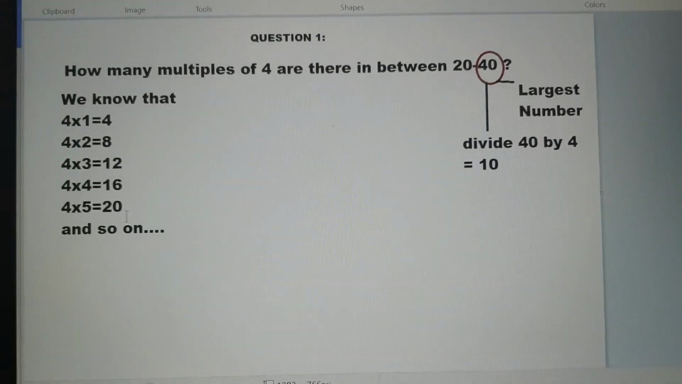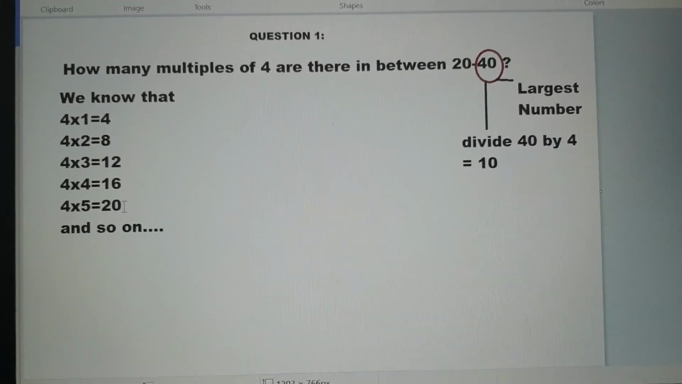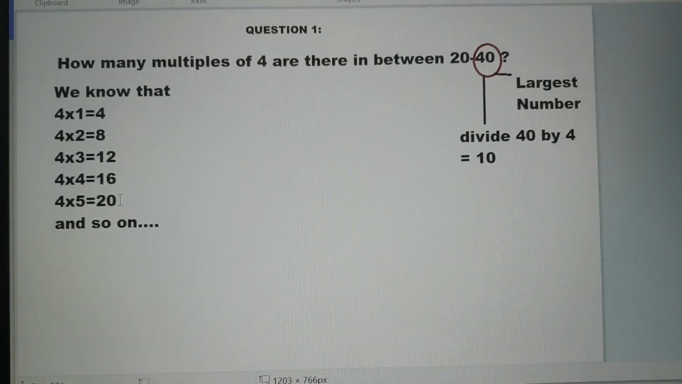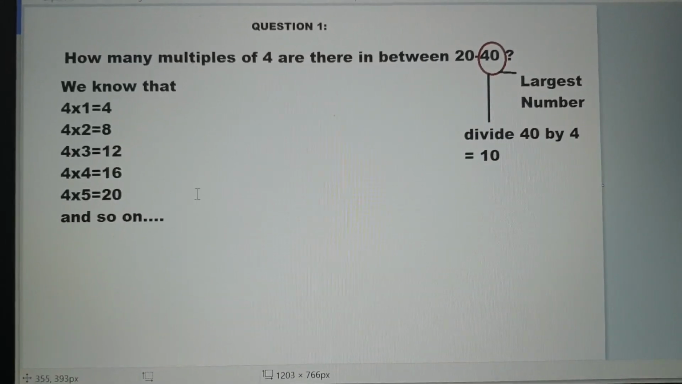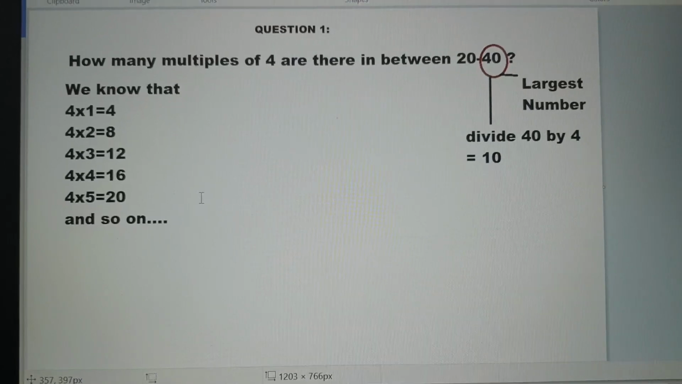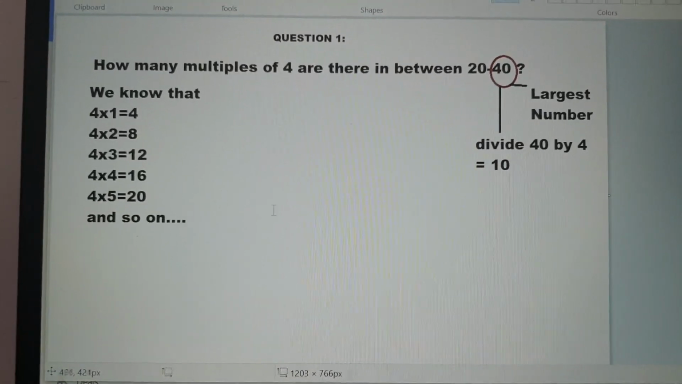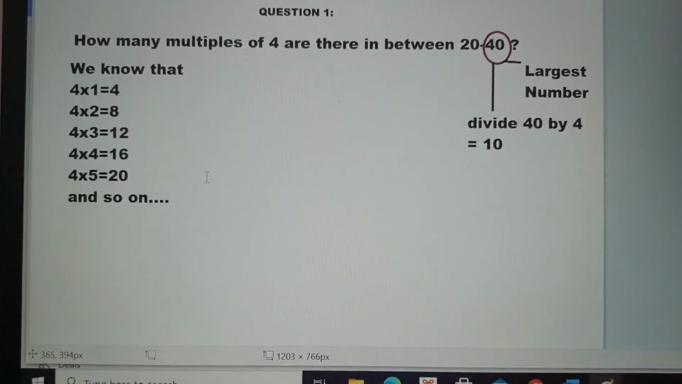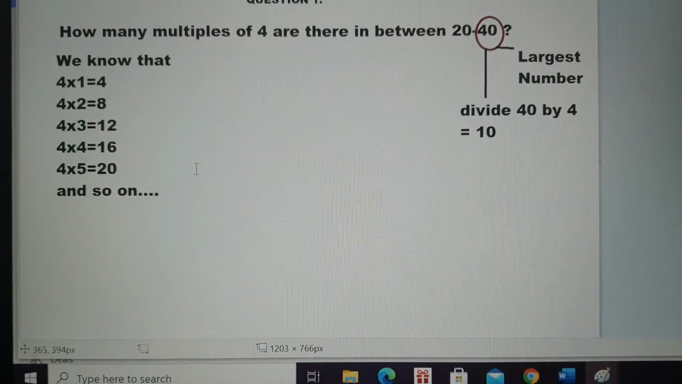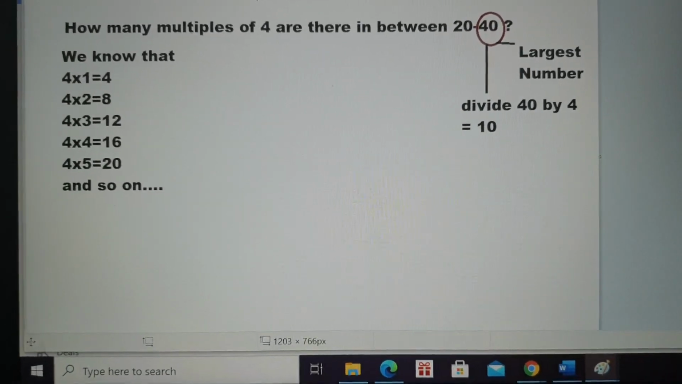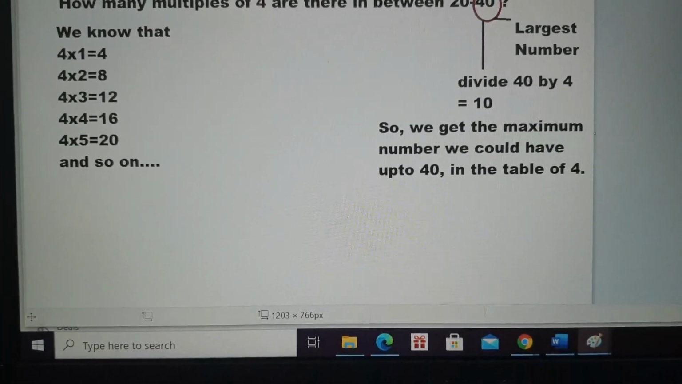Okay, so as this number, this 20, is included, what we have to do is reduce 1 from 5. So we will have 4, and then we will subtract that number from 10. So 10 minus 4, it will be 6. So total we have 6 numbers in between 20 and 40. So let's solve it.